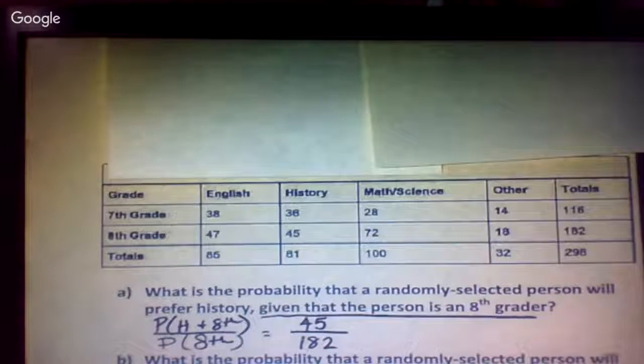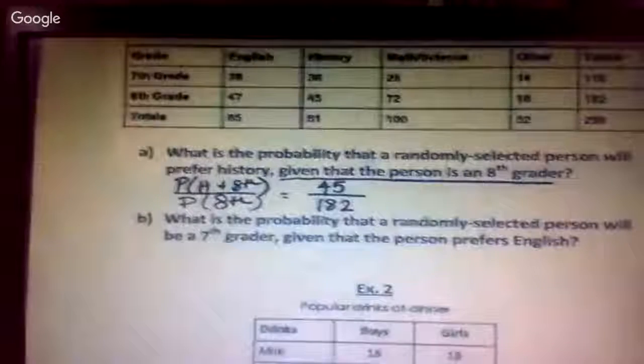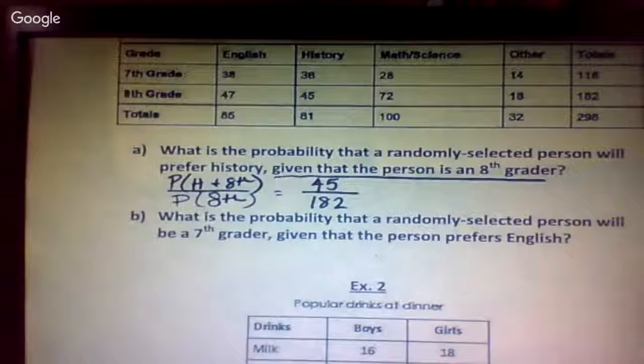The last thing you need to do is determine whether this needs to be reduced. So plug it into your calculator. 45 divided by 182. It'll come out to be a decimal. Change the decimal back into a fraction and see if this needs to be reduced. Nope, it comes back 45 out of 182. You're done.